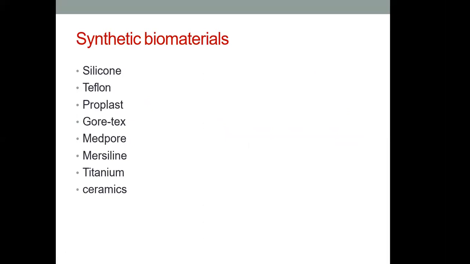Synthetic biomaterials: silicone, Teflon, Proplast, Cortex, Mersilene, titanium, and ceramics. The types of autograft: we can harvest the graft from the septal cartilage, auricular cartilage, costal cartilage, or bone graft.